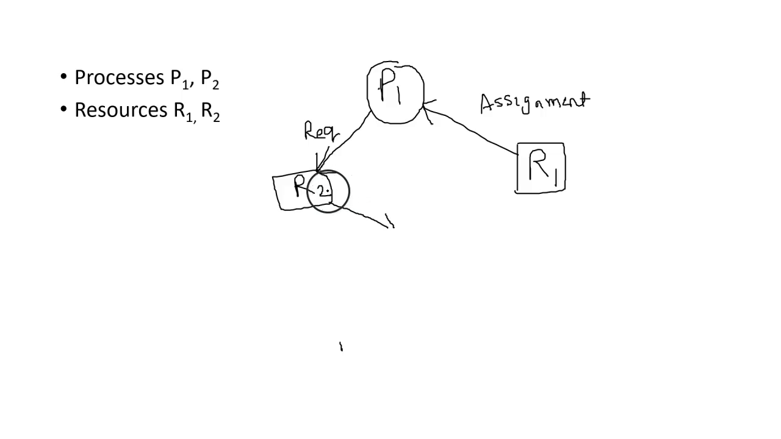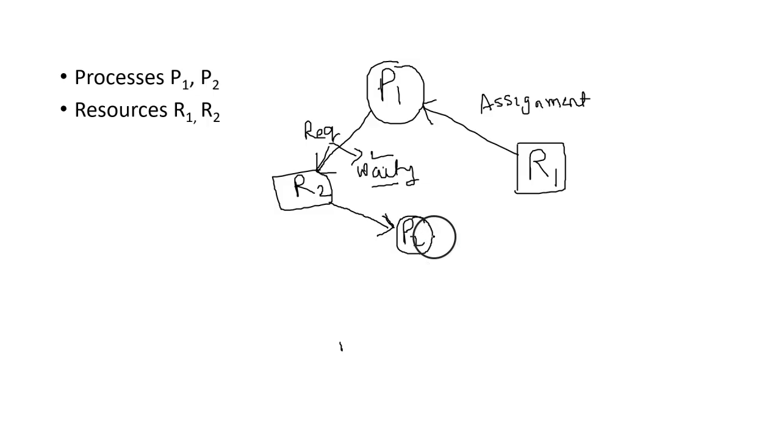And in this case, if this resource R2 is already assigned to process P2, then this request edge will be in a waiting condition. Means this resource R2 will be given to process P1 when it is released by process P2. So if this waiting is there for indefinite time, in that case the system will be in a deadlock condition.